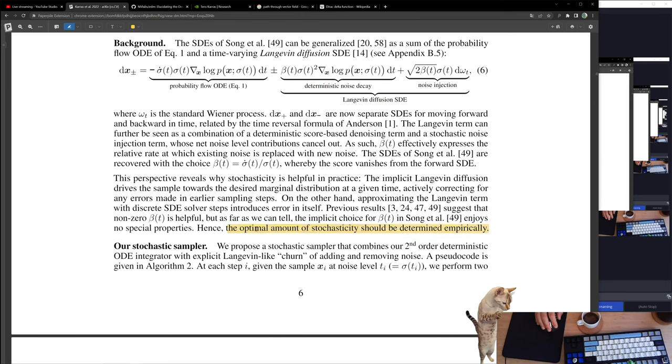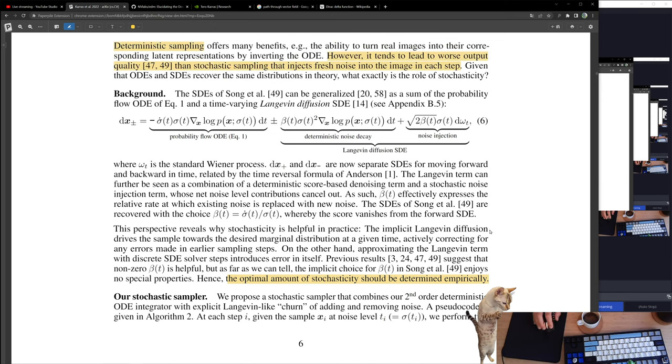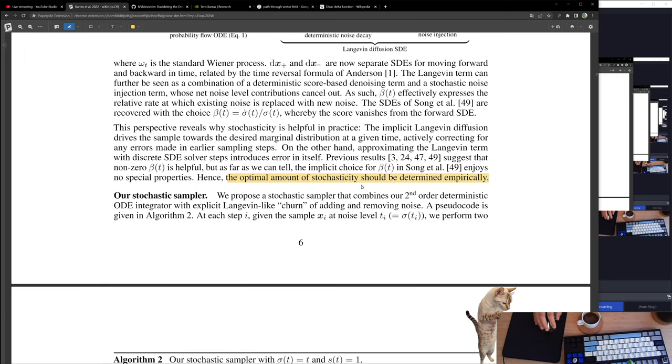Okay, I kind of feel like this is the end of it. The optimal amount of stochasticity should be determined empirically. So we're going to add some random noise here, and we're going to determine it just by trying things, writing them down, and then trying new things. That's really what empirically means.